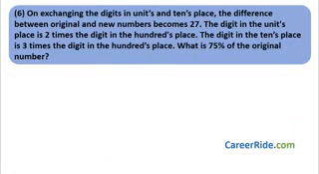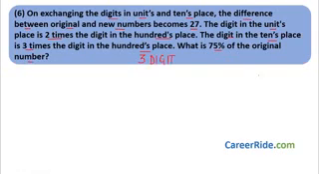Question number 6. On exchanging the digits in units and tens place, the difference between original and new numbers becomes 27. The digit in the units place is 2 times the digit in the hundreds place. The digit in the tens place is 3 times the digit in the hundreds place. What is 75% of the original number? Again, pretty easy one. Over here they have given units place, tens place and hundreds place. That means the number has to be a 3-digit number.